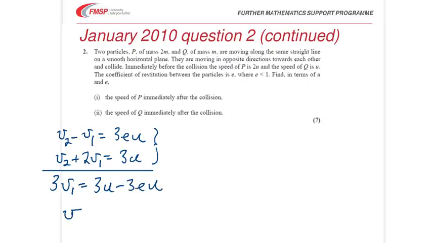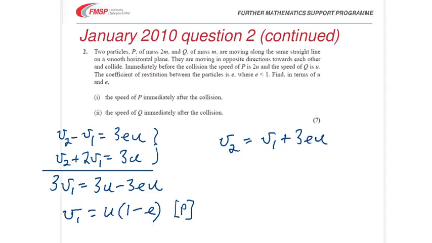So v1 is u into 1 minus e. And that's the velocity of P. v2 is v1 plus 3eu then, which comes to be u into 1 plus 2e. And that's the velocity of Q afterwards.